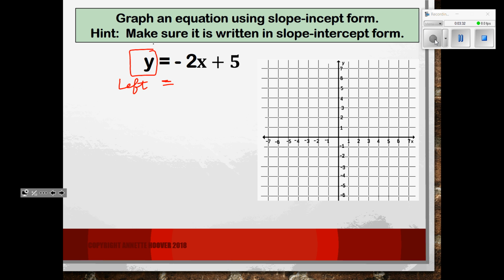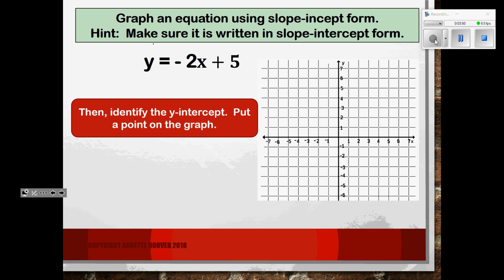and on the right side of the equal sign, we always have the x term first, and the slope is in front of it, and at the end, you're going to have your y-intercept. So it has to be in this order. First, the y on the left, after the equal sign is the x term, and then the constant is at the end. So to graph something like this, first thing you're always going to do is start with the y-intercept.